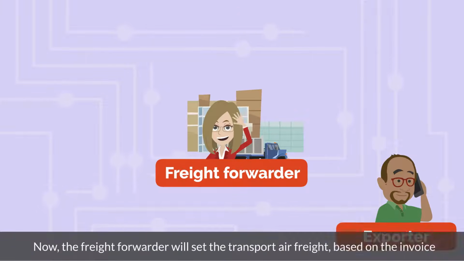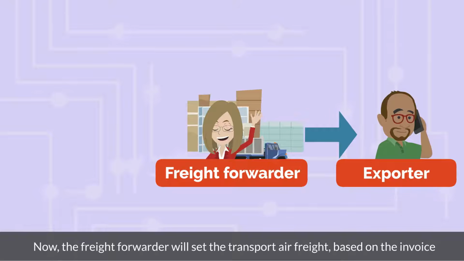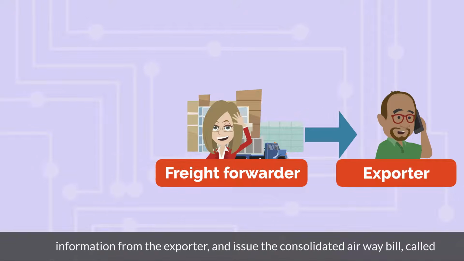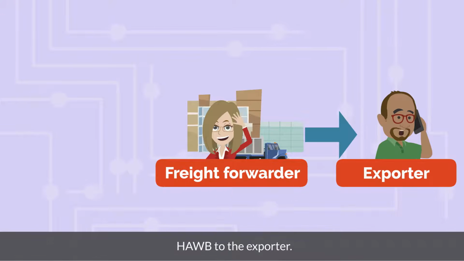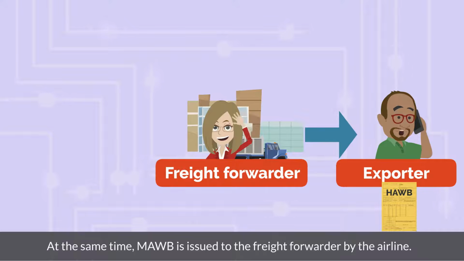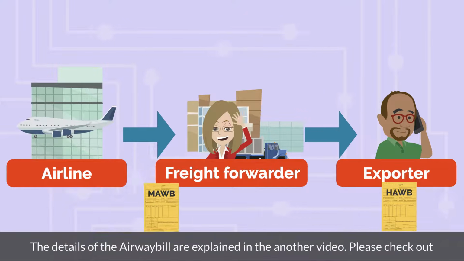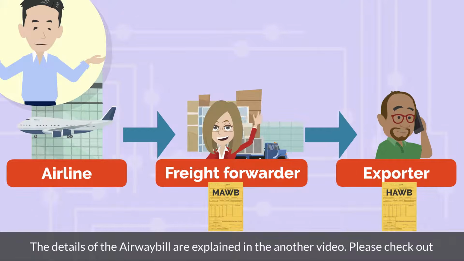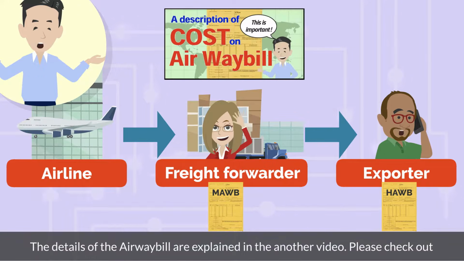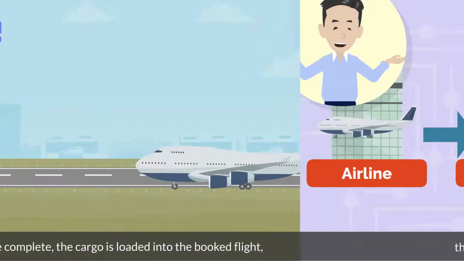Now, the freight forwarder will set the transport air freight, based on the invoice information from the exporter, and issue the consolidated airway bill, called house airway bill, to the exporter. At the same time, master airway bill is issued to the freight forwarder by the airline. The details of the airway bill are explained in another video. Please check out the link in the comment section.